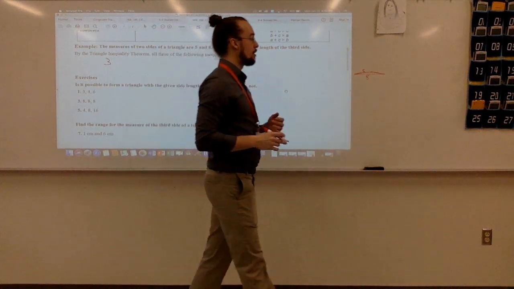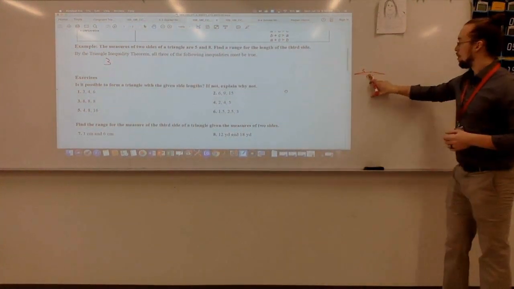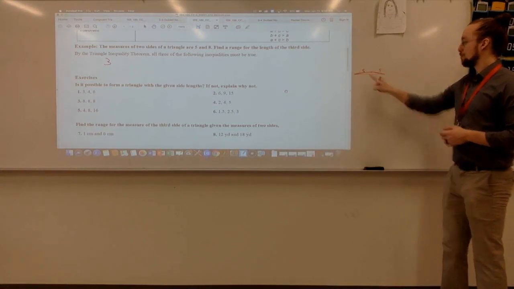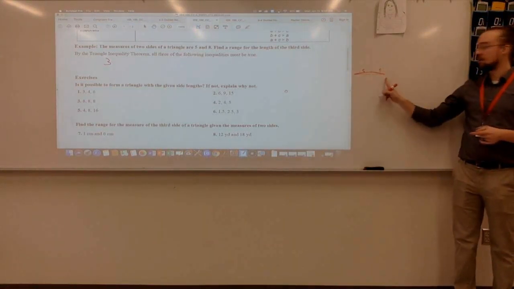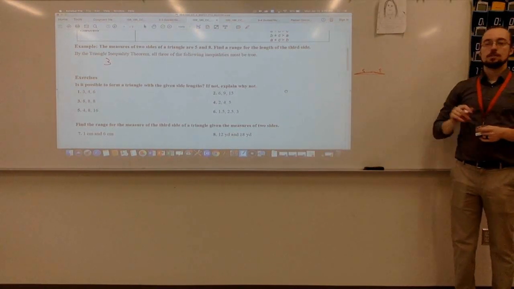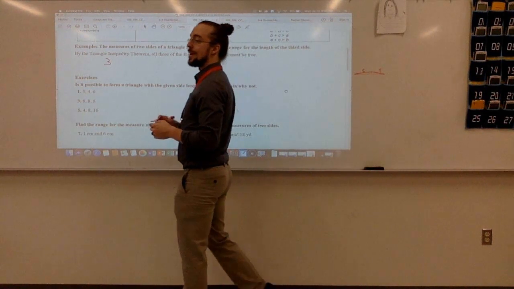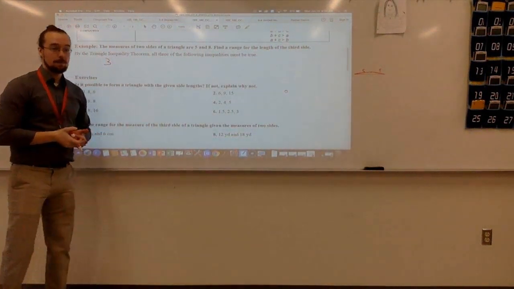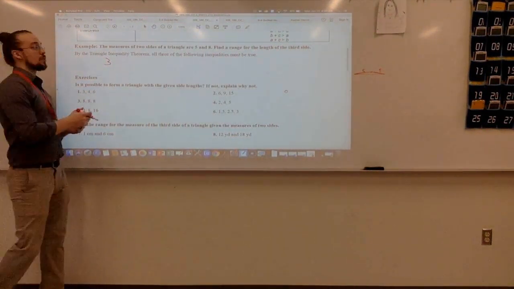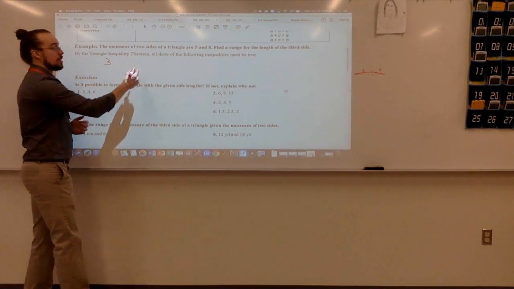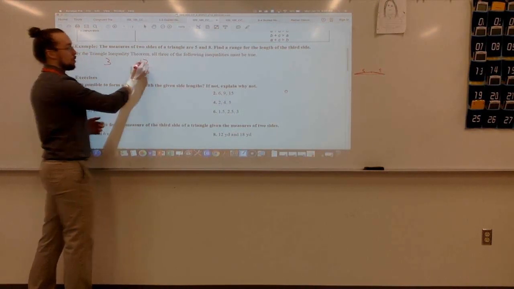If we want to think about the largest the third side could be, here's my 5 and 8 then. This longest side would have to be less than these two sides added together. So the largest that this side could possibly be would be 8 plus 5, which is 13.